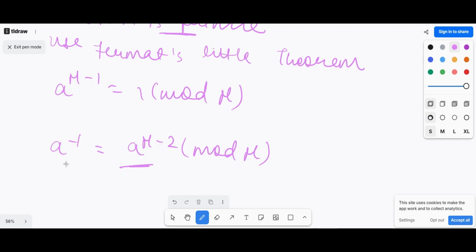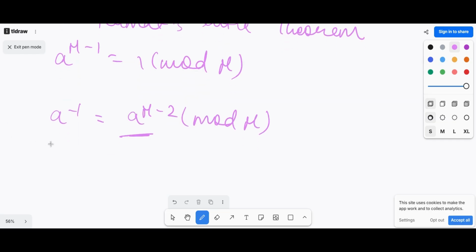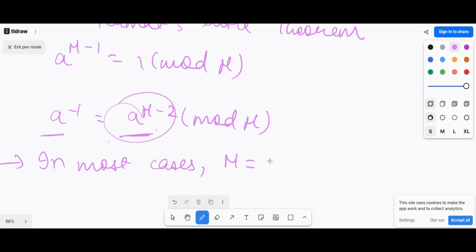So, a inverse is what? If you have to find the inverse of a, I have to do a raised to m minus 2. Power of a, comma m minus 2. And that is my inverse of a. In most cases in our questions, m is given as 10 raised to 9 plus 7, 1e9 plus 7, which is prime. If you have seen until now, we have solved the questions wherein m was given as 1e9 plus 7 only. So this is prime, and we can use simply the above method itself.